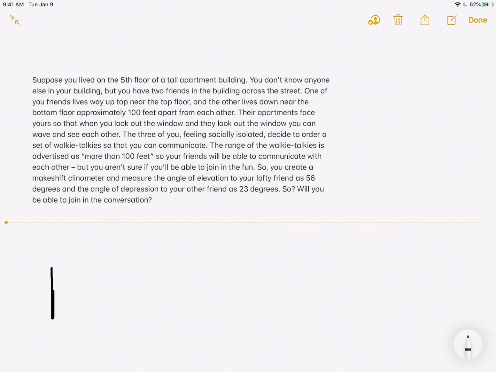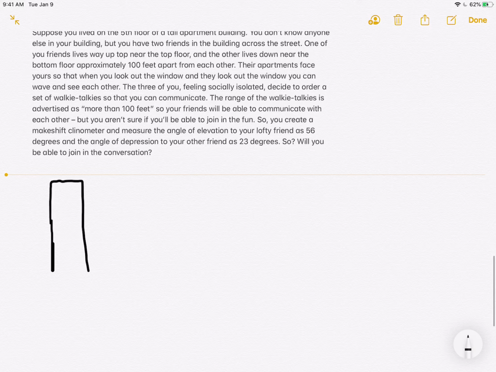So we've got a tall apartment building here and another tall apartment building over here. They're not necessarily the same height, but maybe they are. And what we know is you have a place right about here, maybe, on the 5th floor. I'm guessing that's somewhere in the middle. And then you have a friend way up near the top and another friend down near the bottom. And we know that they are 100 feet apart from each other. And we know that when we all look out the windows, we can see each other and wave.